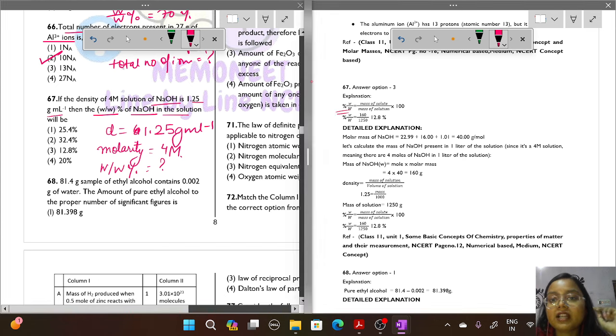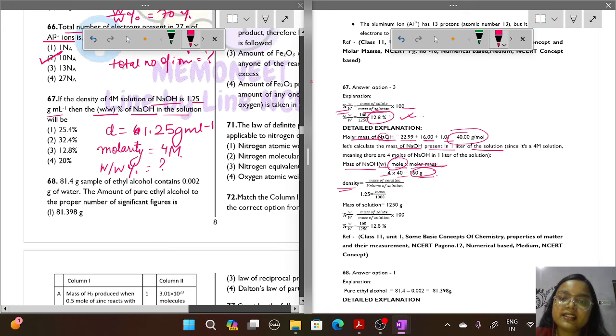We know that weight by weight percent is mass of solute by mass of solution into 100. So let's do it in a detailed way. Molar mass of NaOH: molar mass of sodium plus molar mass of oxygen plus molar mass of hydrogen, which comes out to be 40 gram per mole. Now let us calculate the mass of NaOH present in 1 liter of solution. Mass of NaOH is mole into molar mass. Mole is 4 and molar mass is 40. Mass of NaOH is 160 gram.